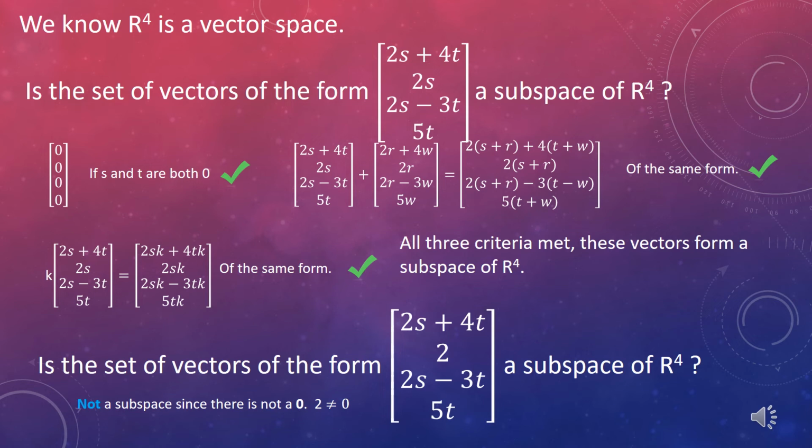And if you made a slight adjustment and said that the second entry was just 2 and not 2s or 2t or 2 times some variable, that set of vectors in R4 does not form a subspace of R4. Again, R4 is a vector space. We have 2 different examples here of subspaces. One is a subspace, the second one is not. The reason the second example on this slide is not a subspace is because the second entry is just stuck at 2, and you can't make it equal to 0, so 0 would not be in that subset.